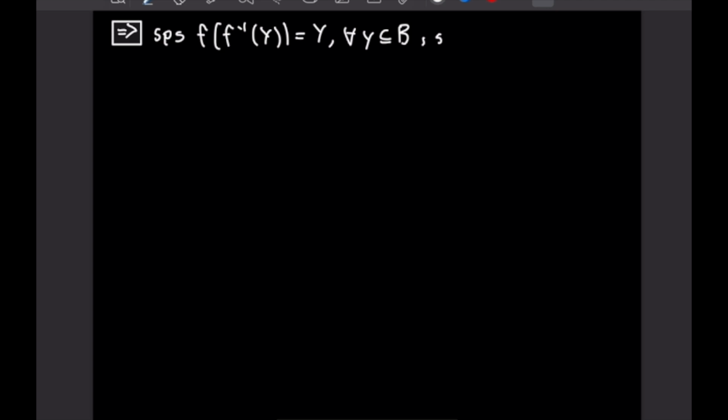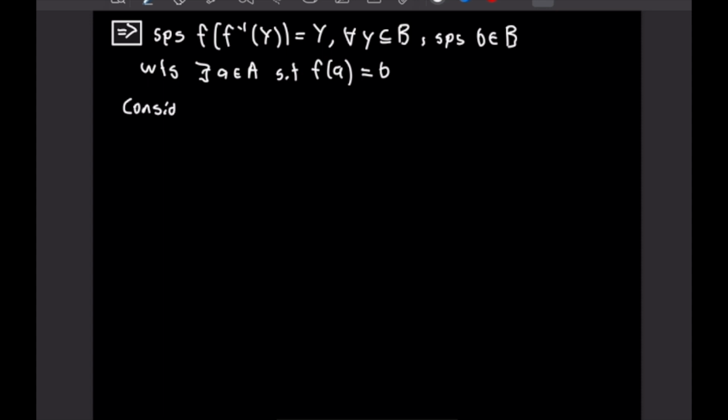So we're going to take an arbitrary element of our codomain B, which we'll call little b, and we want to show that there exists an a in A such that f of little a is equal to b. That would prove surjectivity. So now we want to consider the following set. We want to consider the singleton {b}, which is of course a subset of B, as we have just defined little b to be in B.